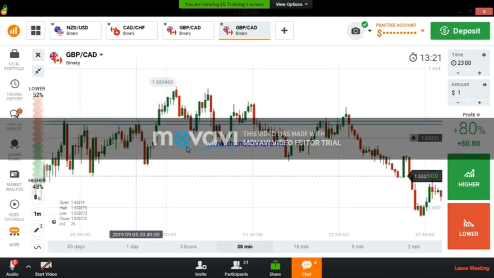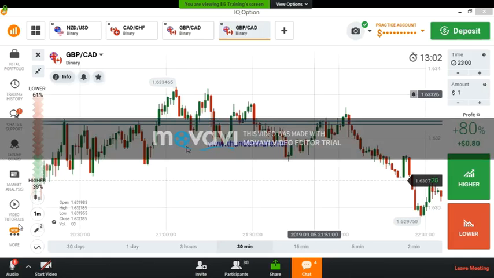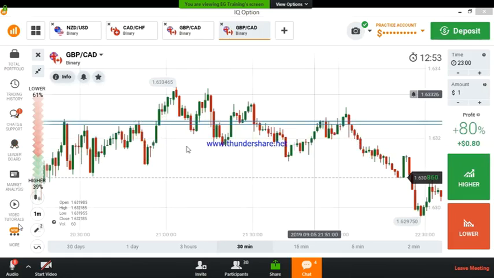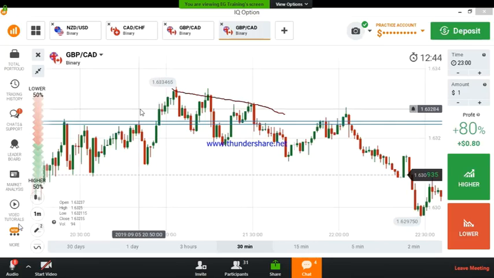Sir, can we draw lines like this diagonally? I can show you. I don't know how to draw this. You have the annotation option to draw, at the bottom of your screen. Annotate. Okay, sir, like this. Can I draw a level like this? Yes, you can draw like this also.